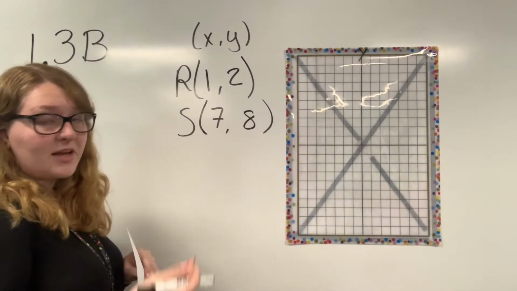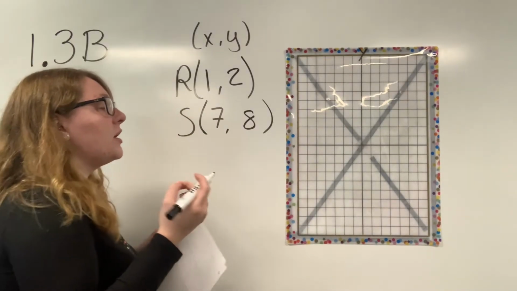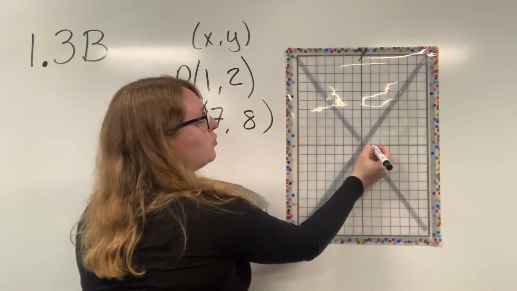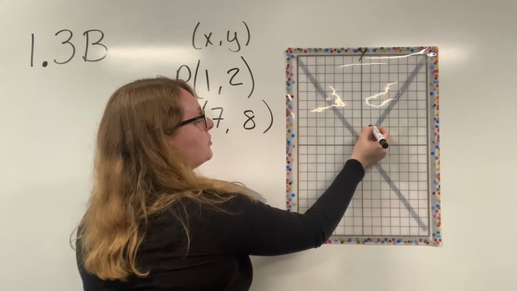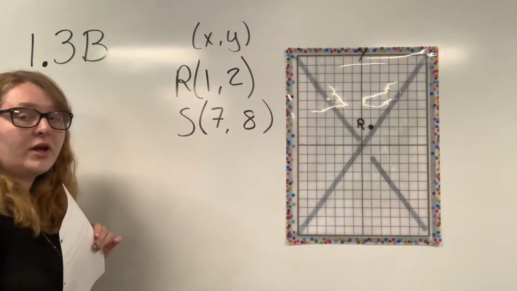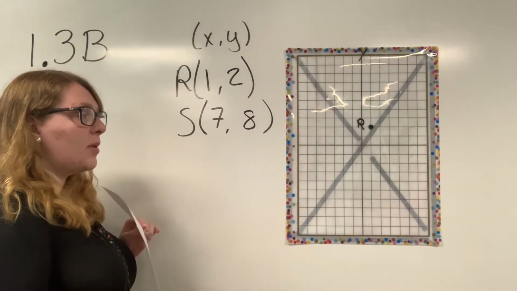For our next example, we have R at (+1, +2). So from the origin, we're going to go to the right 1 and up 2. And there's our point R. For point S, we have a +7 and +8.